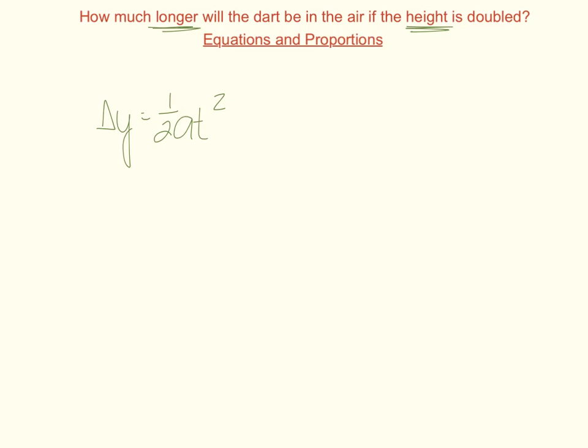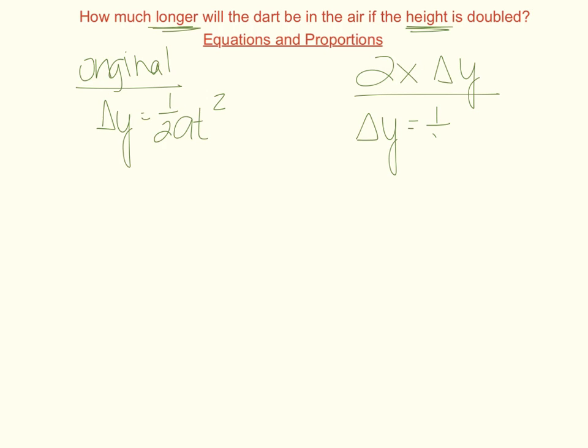So same thing we did in the other video. When you do any proportional reasoning problems, you need to have an original setup and then what the new setup is. So in this problem, the new setup is twice the height. So I label that as 2 times delta y. So in the original equation, that's the equation we're using, and I'm going to write that down for both of those because that's the proportion in both cases. That equation can still correctly model the motion of the dart in the air.